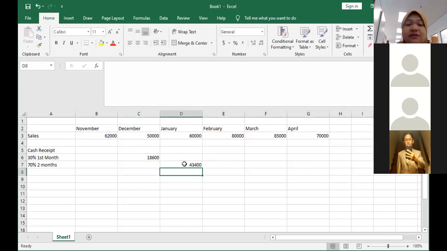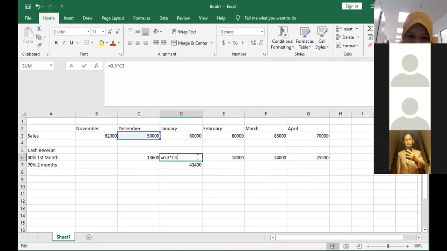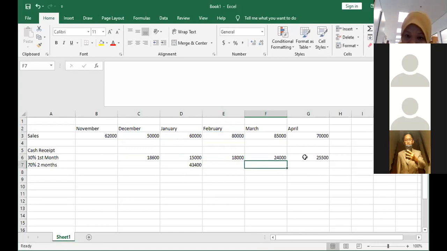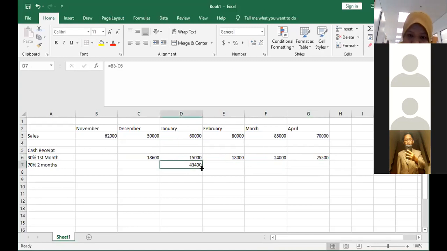So basically, these rules are applicable to all months. So when you use Excel, you can just track like this. Okay. So if you can see that, on December it's 30% times December. On January, here also 30% times January sales. On March, it's also 30% times February sales. And on April, it is 30% times March sales. Okay, so same goes to here. So I just drag it like this.